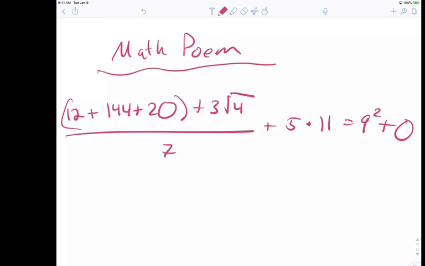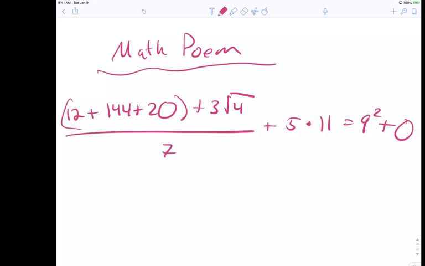Out loud. It's something you say out loud. Is that a 7? Yeah, that is a 7. To get rid of the 7, multiply it on both sides. No. Just read it. It's a poem. Read it. Just read it. Yeah, just read it. 12 plus 144 plus 2. Keep going. It's okay. Keep going.